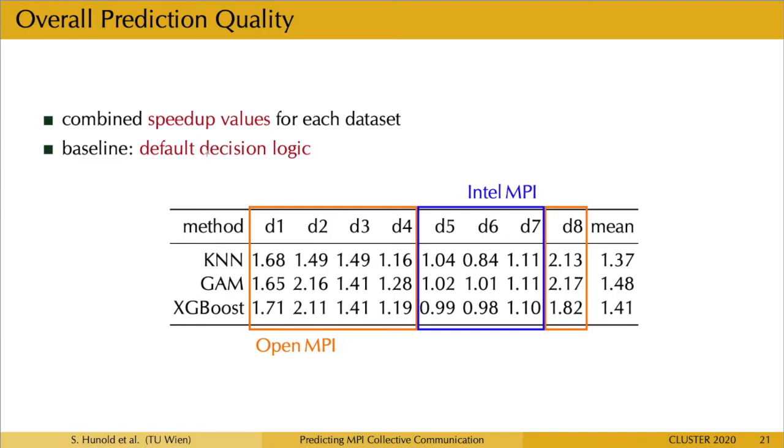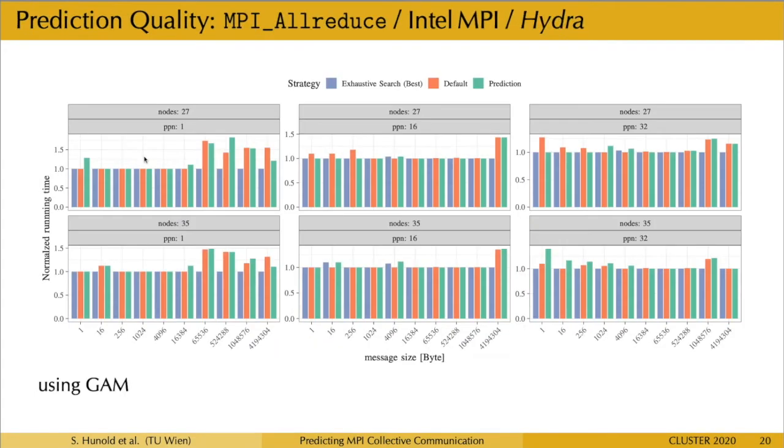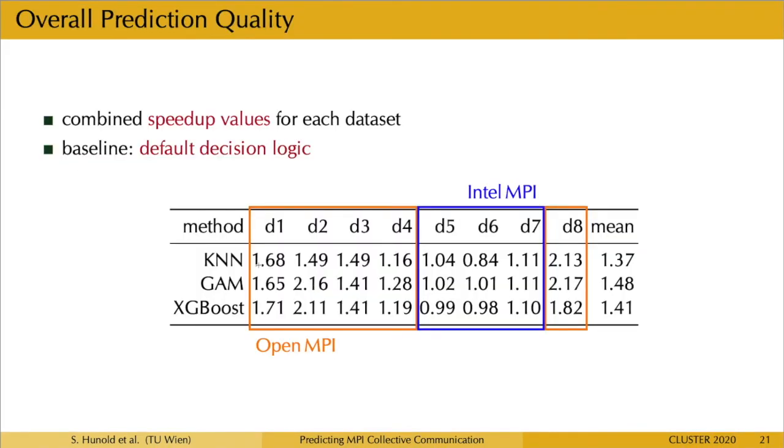So let's see the overall prediction quality. What we are showing here is some kind of average performance improvement over all the cases. The baseline is our default decision logic. So coming back to this one, we are basically looking at the ratio of our prediction and this default. If we are larger than 1, we have a speedup. If we are smaller than 1, like this one, well, we have a small slowdown. I mean, this is basically 1. This is also basically 1, but it proves the point that there is something smaller than 1 here.